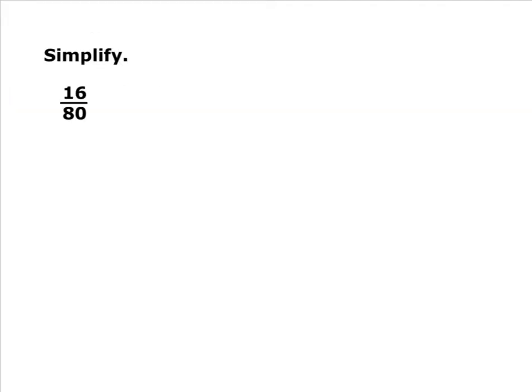Alright, let's take a look at our first example here. The first example says simplify 16 over 80. What it's talking about is it wants us to write this in simplest terms. So we need to look at our numerator and our denominator and ask ourselves, what number goes into both of those evenly? Now on this one we know that 2 will go in there because they're even. So if we divide both the top and the bottom by 2, that will give us 8 over 40.